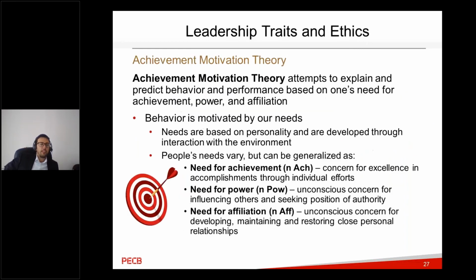Now, after understanding these traits that are generalized, but we ought again to say that they are not universal, but the traits that tend to describe leaders in general, we tend to go and understand the way that the achievement motivation theory work, as well as the leader motive profile theory work. We're talking about two theories that share common ground. And these two theories try to explain and predict behavior and performance based on one's need for achievement, power, and affiliation.